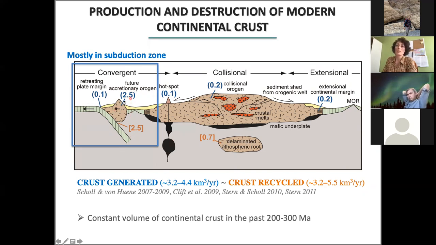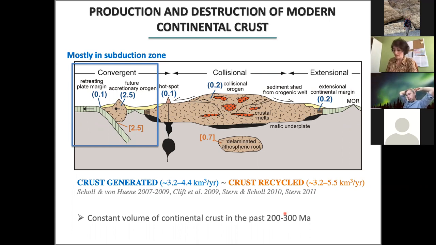So you form most of the crust in the arc, and you recycle it back into the mantle. So you are actually losing most of the crust here in the subduction zone via the recycling of sediments. The mass balance is very difficult to do, but it seems that the amount of crust that is generated is about the same as the amount of crust that is recycled in the past 200, 300 million years. So it seems that the volume of crust has been constant, at least in the past 200 or 300 million years.